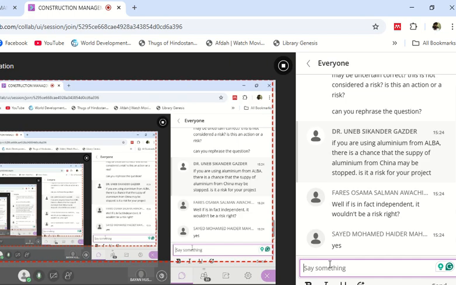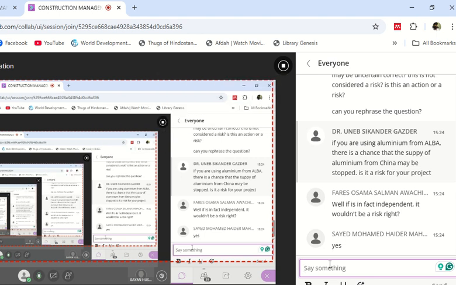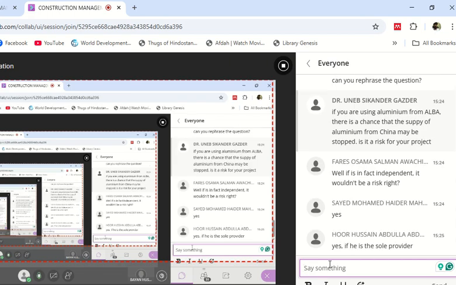Okay, one saying yes and the other one saying it wouldn't be a risk. I need a tiebreaker. Anybody else? One person is saying no, one person is saying yes. I need a tiebreaker here. Somebody? Is it a risk for your project where you're using aluminium from Elba? Okay, the tiebreaker did not do very well here, huh?